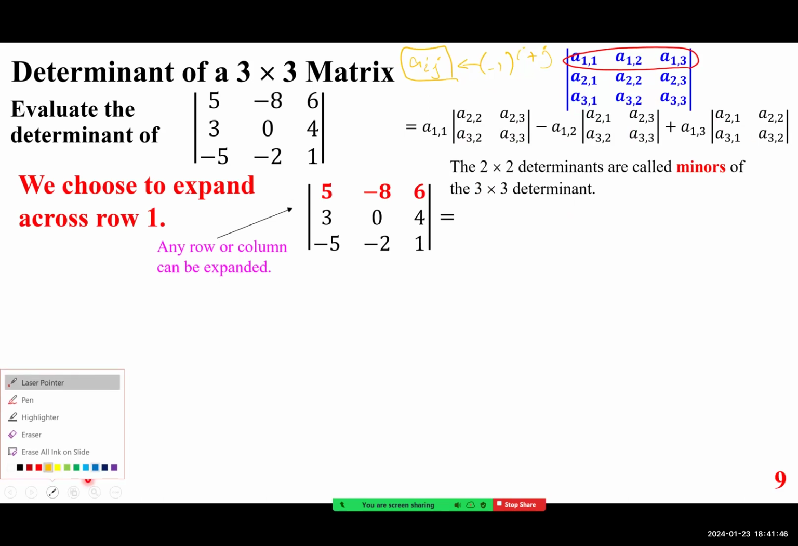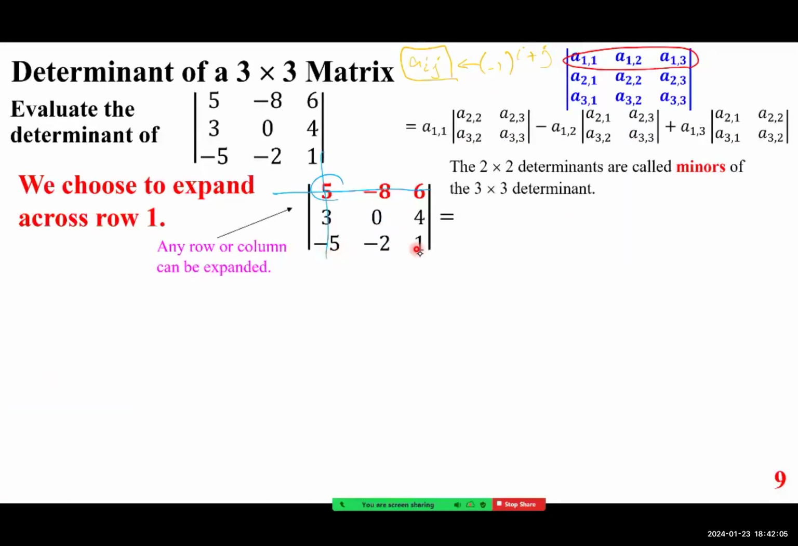In essence, I'm going to put a cross here. That means if I want to go with this one, I'm going to put a cross here. So 5 times the matrix, this one. Now minus -8. Now the matrix would be 3, 4, minus 5, 1. And then plus 6. If I cross this out, this would be the matrix.